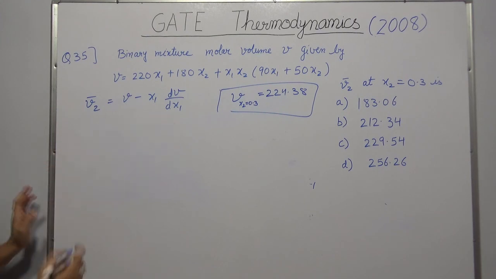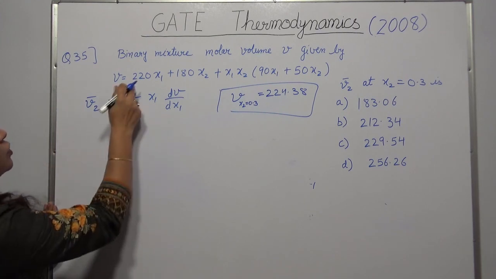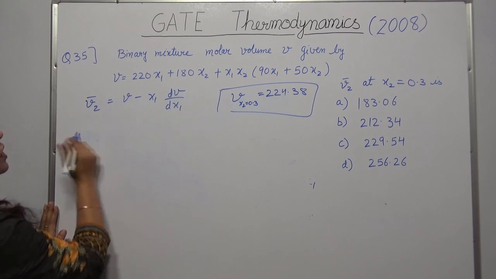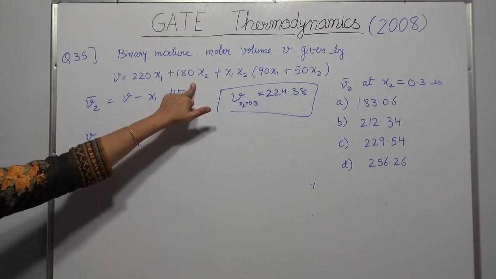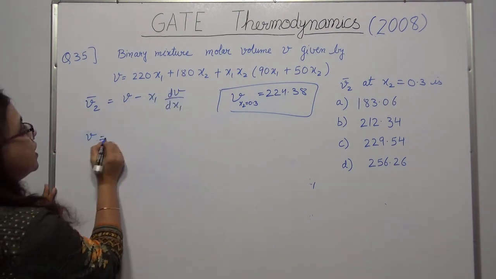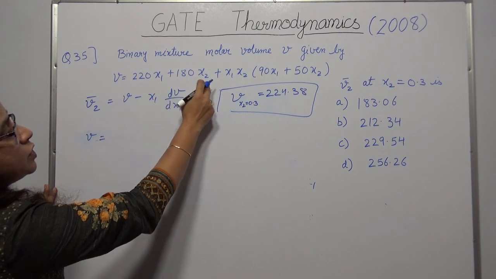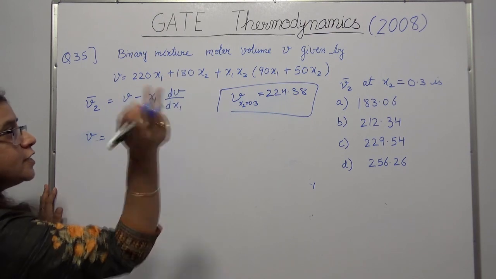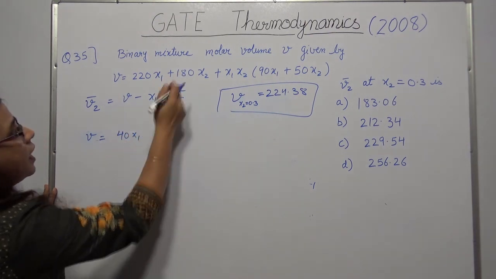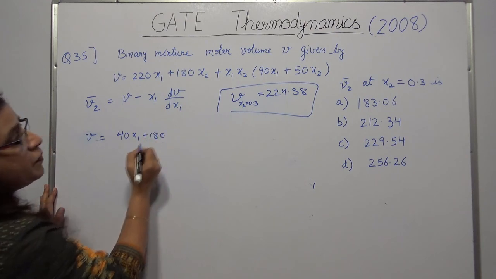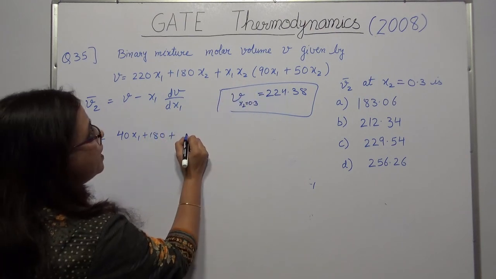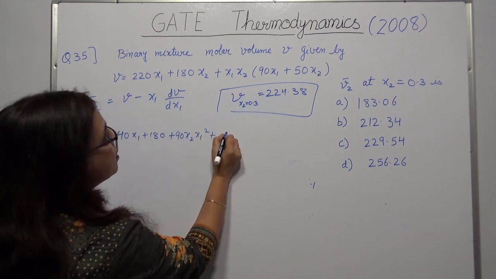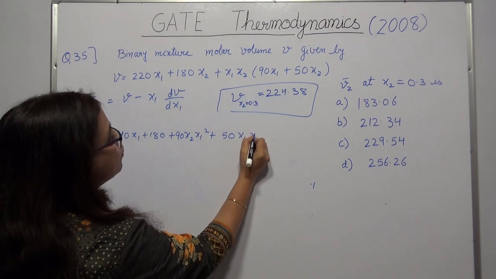Now I am going to evaluate dV by dx1. The expression for V is given over here. I will simplify this equation a little bit, because x2 I have to write in terms of x1. So I can write 220 x1 plus 180 times x2, where x2 is 1 minus x1. So you will get 220 x1 minus 180 x1, which is 40 x1, plus 180, plus x2 x1 square multiplied with 90 plus 50 x1 x2 square.